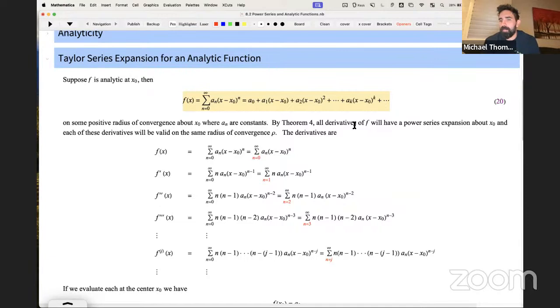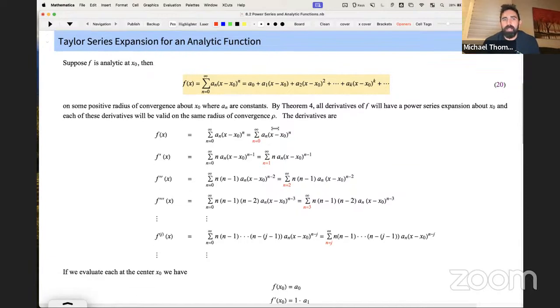You can just keep bootstrapping it. So essentially what that means is you can differentiate the thing ad infinitum. So there's the 0th derivative. Here's the first derivative. And you'll notice that I changed this n equals 0 to n equals 1 because the first term disappears if you plug in a 0 there.